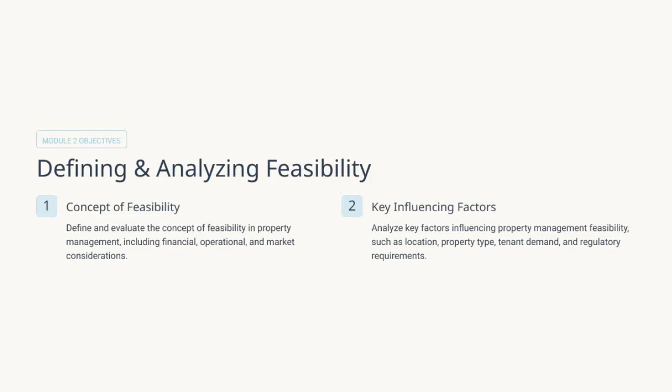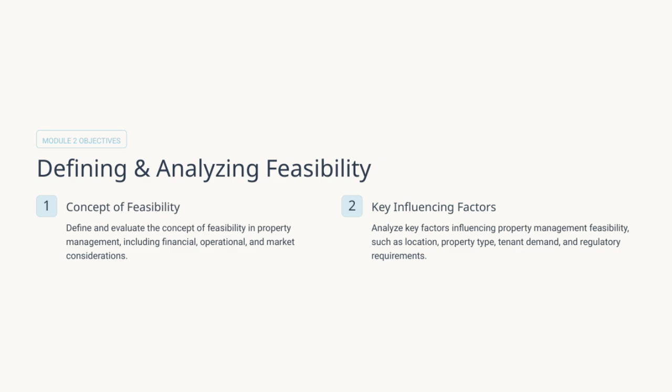Now, let's take a closer look at some of the key factors that influence whether a property management venture is feasible. These include location, property type, tenant demand, and regulatory requirements. Each of these elements plays a critical role in determining the success and practicality of managing a property. Location is often considered the most important factor, as it impacts accessibility, attractiveness to tenants, and overall market value.